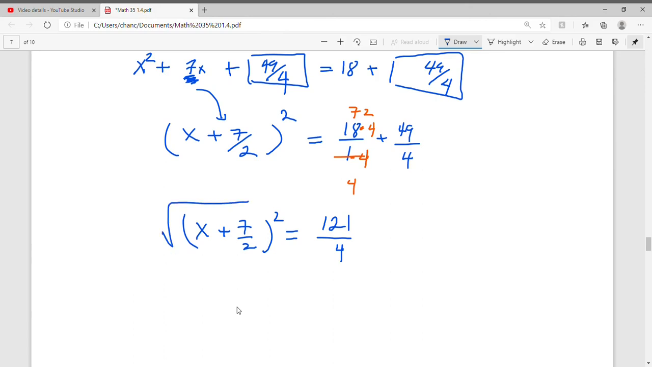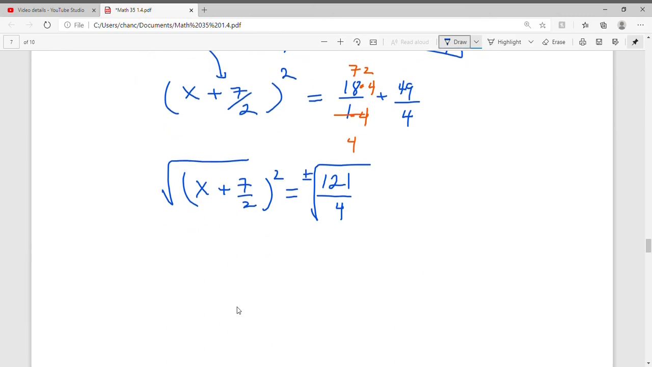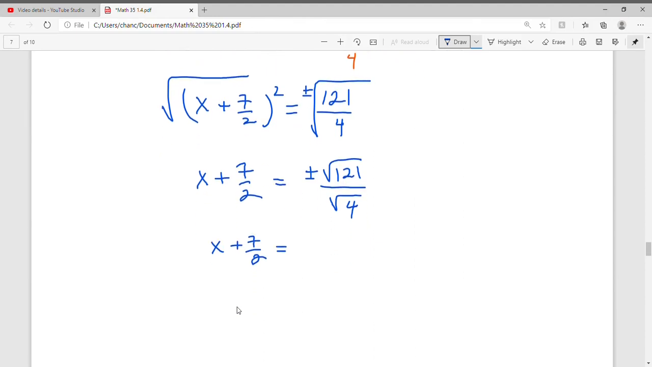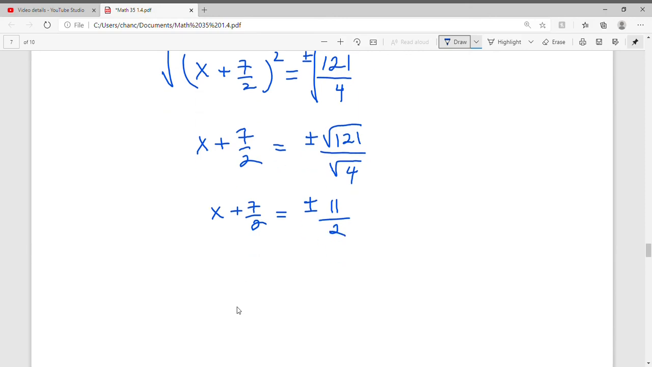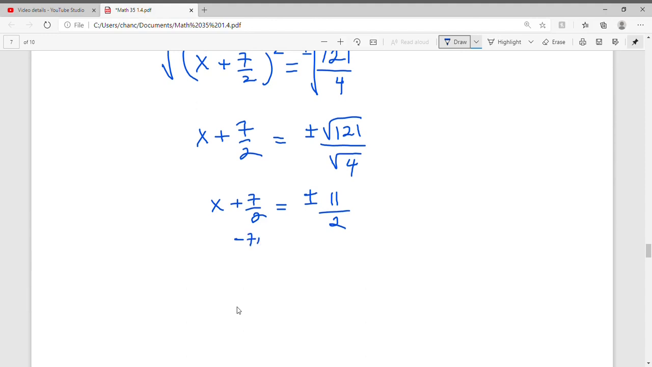Now let's take the square root of both sides. Don't forget that plus or minus in the front of the constant term. I have x plus 7 over 2 equals plus or minus the square root of 121 over the square root of 4. Now, on the right side, what is the square root of 121? That's 11. What's the square root of 4? That's 2. So now I can simplify this by subtracting the 7 over 2 from both sides.